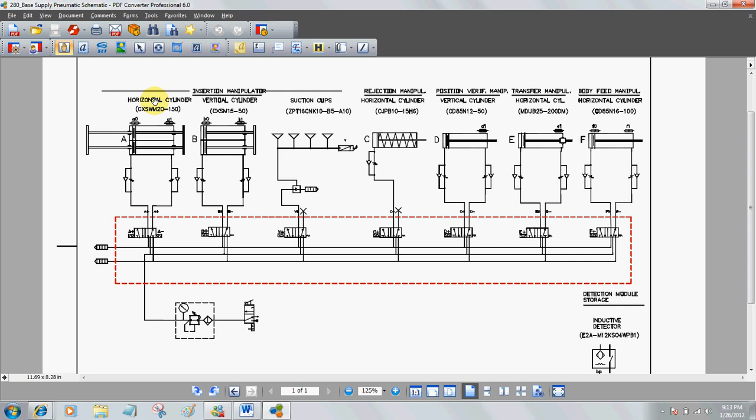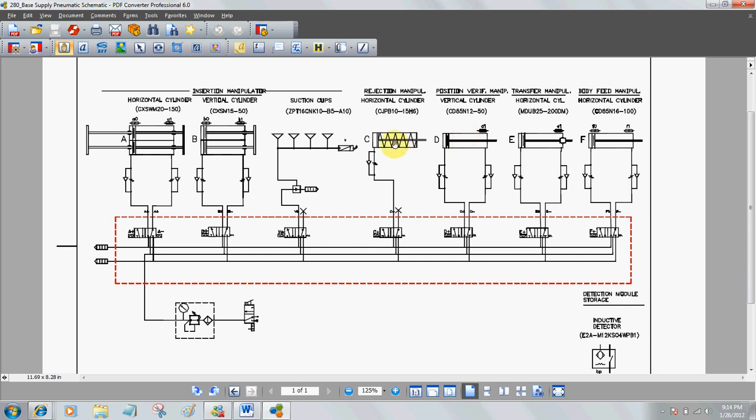But let's look at this horizontal cylinder. First, we can see right here that it has two pistons inside of it, and it has an end piece on the end. So that means that this cylinder literally cannot twist or turn inside of the barrel. If we compare that over here to the verification cylinder, it's only got one single rod here, so it can twist and turn, but that really won't affect the operation of this particular cylinder.